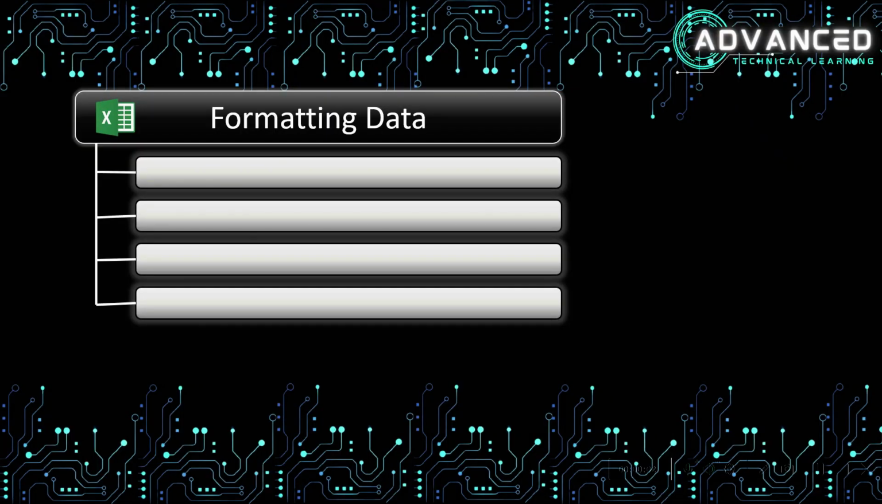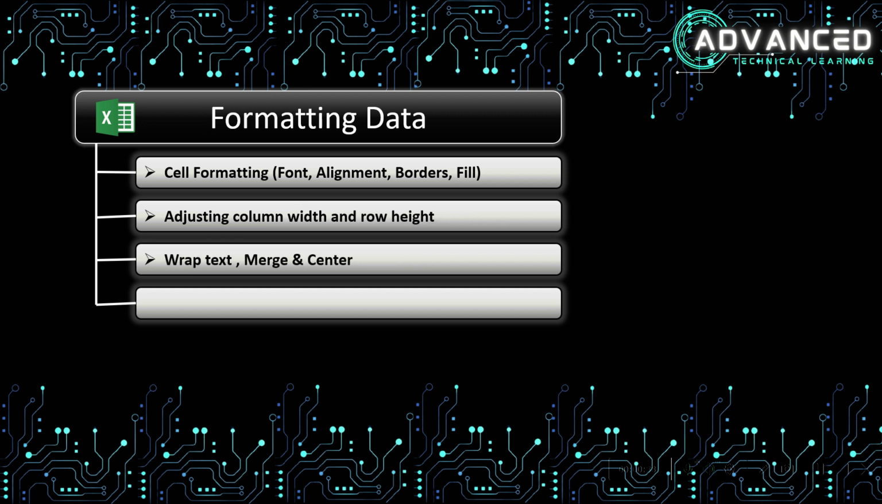In formatting, you will learn cell formatting. In cell formatting, you will see fonts, alignment, border, and fill, adjusting column width and row height, wrap text, and merge and center. Number formatting. In number formatting, you will see how to change the format number in currency, percentage, and date and time.